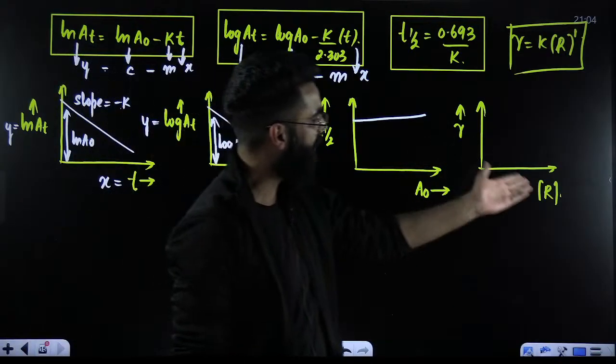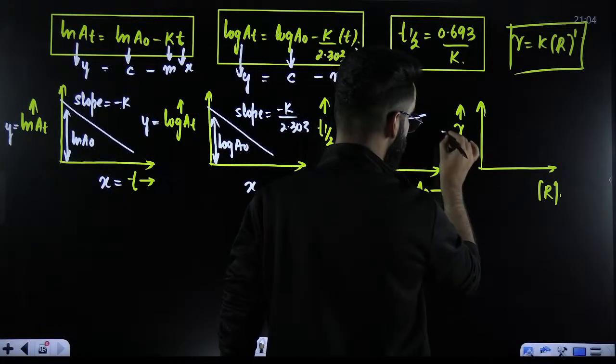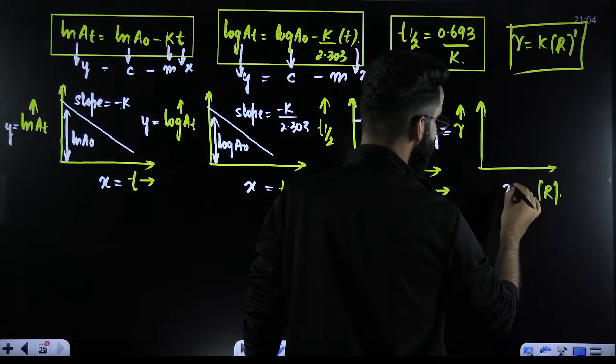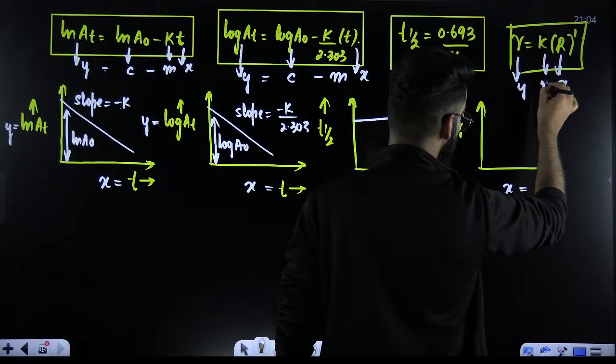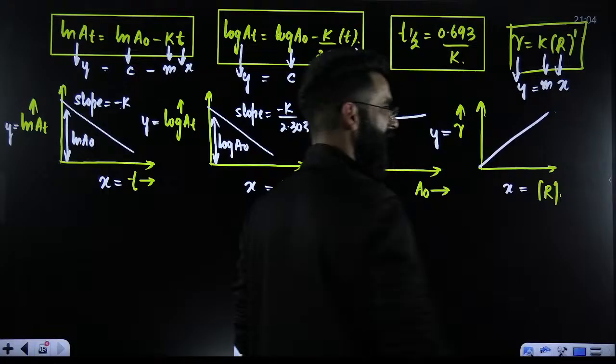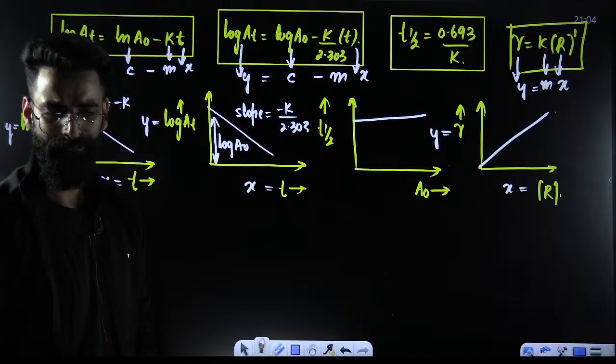Perfect. Similarly, rate versus concentration of reactant. So this you're plotting along y-axis, this x-axis. So this is your y, this is your x, this is your m. y is equal to mx. Straight line. Done and dusted.